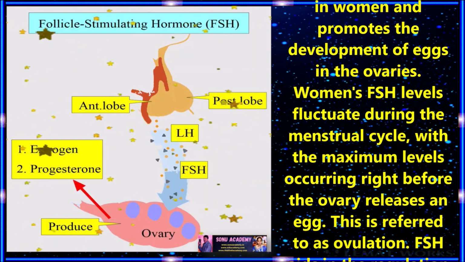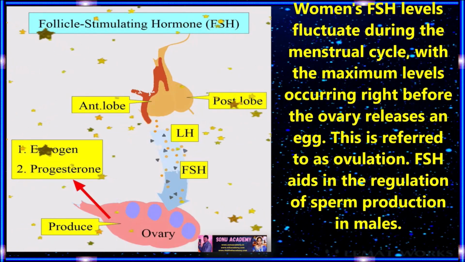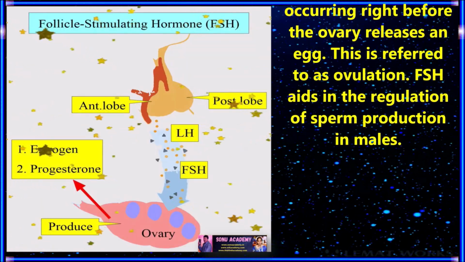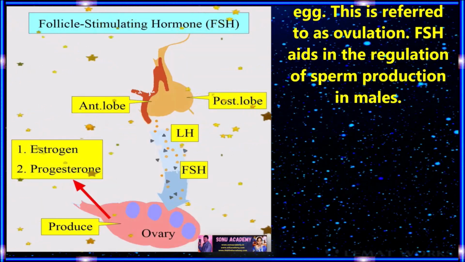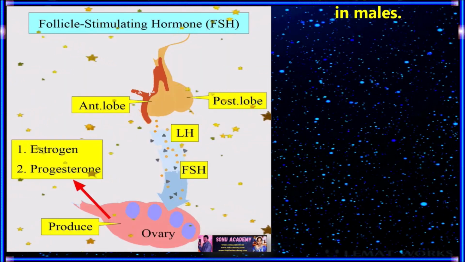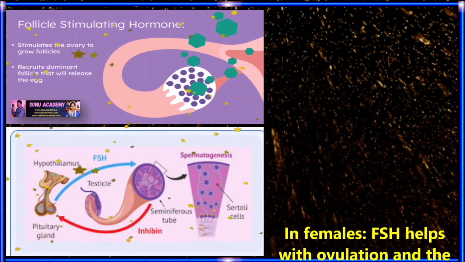Women's FSH levels fluctuate during the menstruation cycle, with the maximum levels occurring right before the ovaries release an egg. This is referred to as ovulation. FSH aids in the regulation of sperm production in males. Let us see how FSH works.